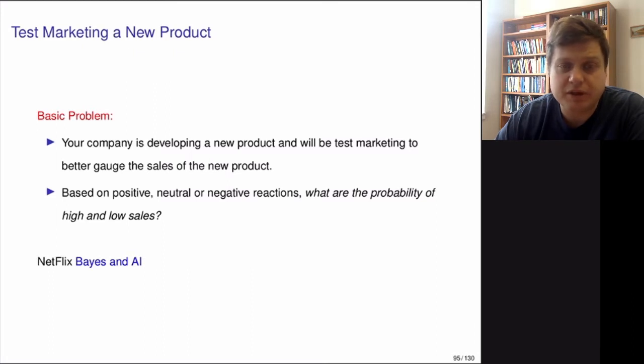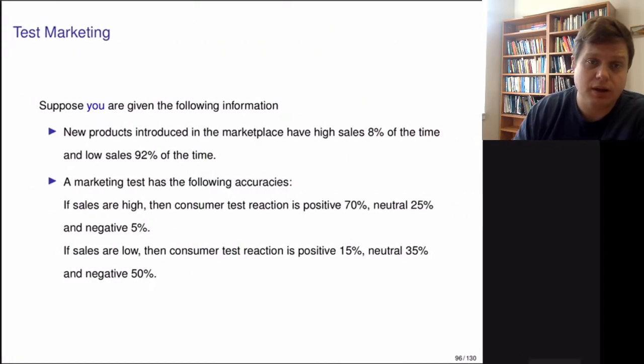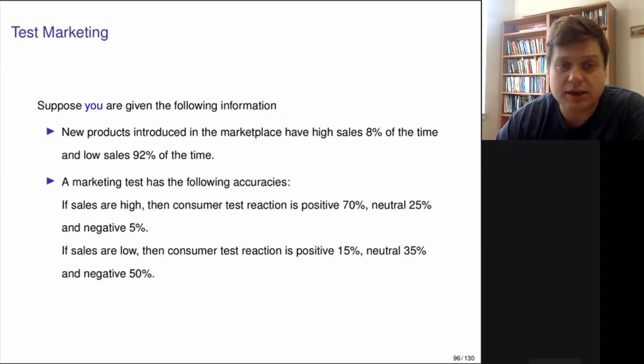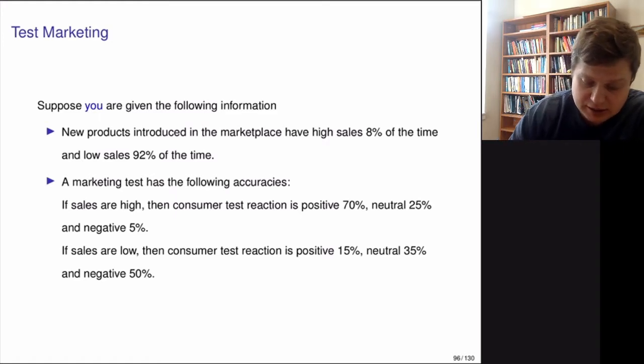And then we will have a predictive model that is based on historical data. From past experience, we know that positive, neutral, or negative reactions of the focus group actually do predict whether the sale is going to be high or low. So in essence, it's a similar approach to what Netflix uses to predict whether a movie is going to be popular or not. So this is the setup for the problem. Suppose that we have a prior probability for the product to have high sales equal to 8%.